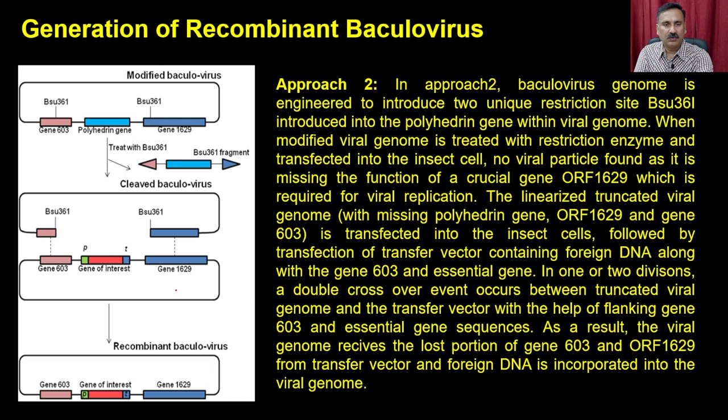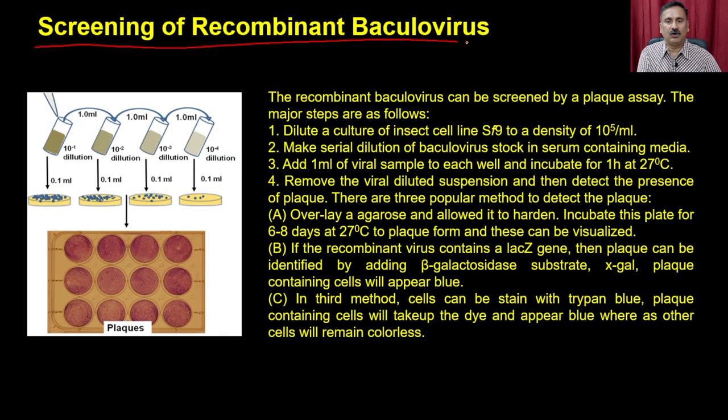This is approach number two. So you can use the different cassettes and generate the recombinant baculovirus. Then you can do the screening of the recombinant baculovirus. The recombinant baculovirus can be screened by a plaque assay. First you do a serial dilution of the virus, which you can do by multiple methods, and once the serial dilution is over, you take a small aliquot and check whether it is forming plaques or not. By doing so, you can screen for the recombinant baculovirus which has the gene of your interest, and that's how you can use it for further protein production.